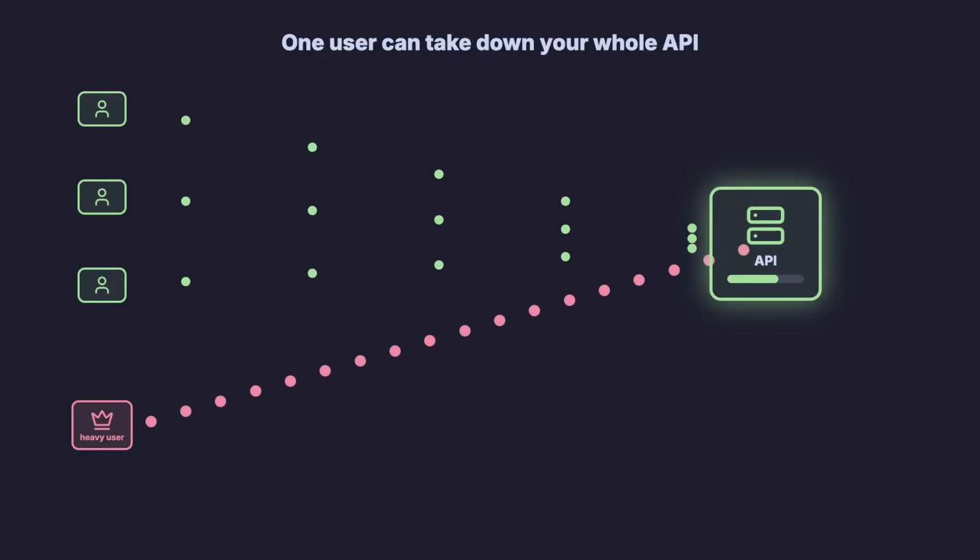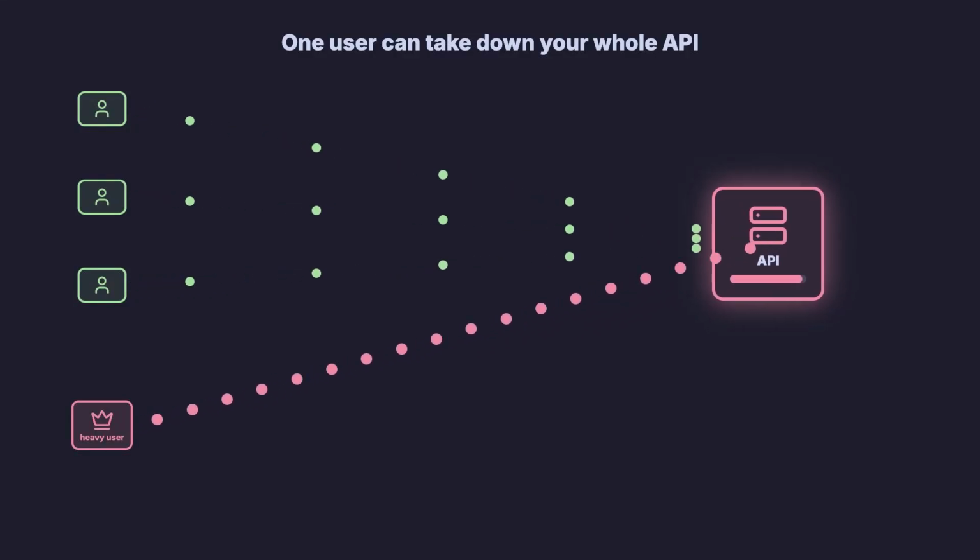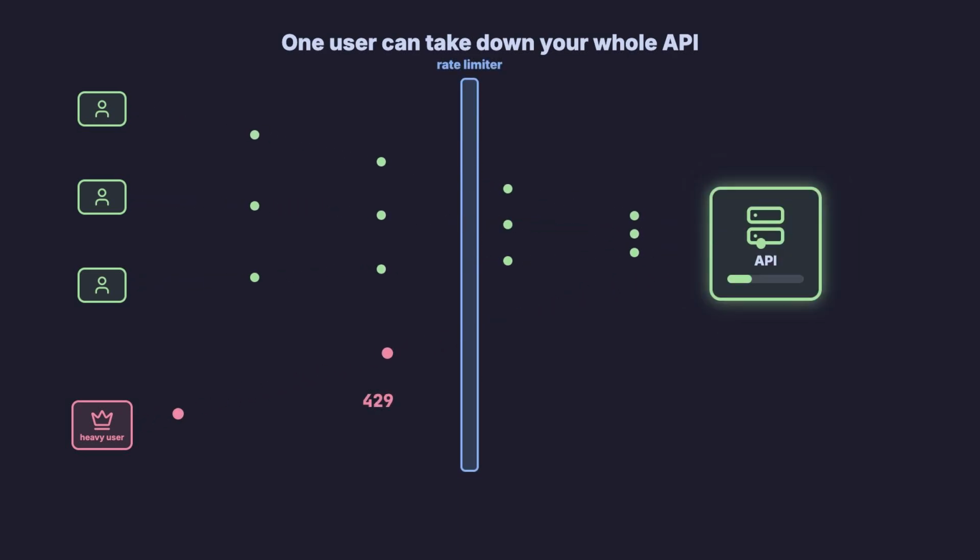One heavy-hitting user can bring your entire API to its knees, and you can't just ban them. They might be your biggest customer. Rate limiting solves that, but if you do it wrong, you'll throttle your best users along with the abusers.